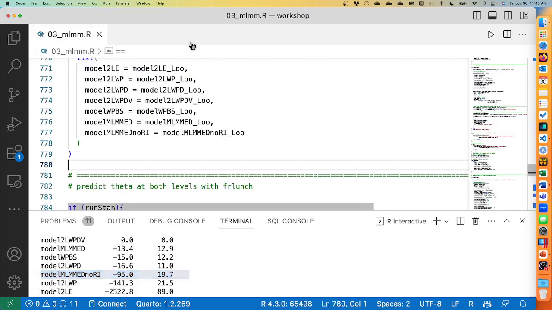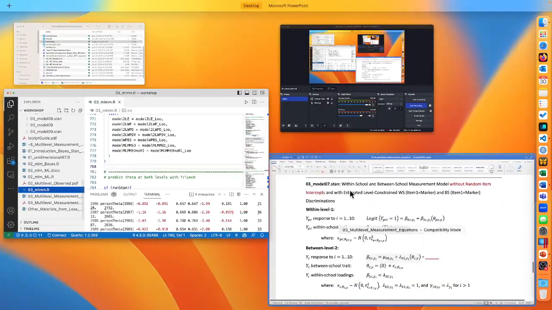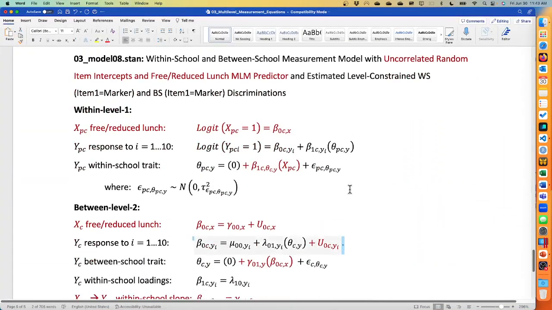All right. Now comes what we're waiting for, the reason we did all this work. We would like to know how well free and reduced lunch predicts mathematics ability at the school level and at the person level. So we're going to take model 6, which was the model that has the random intercept variances, but also has the school thetas, where the loadings are constrained to be equal at the between-school and within-person level.